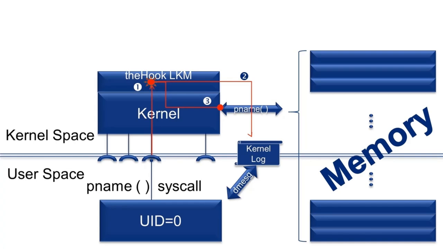It works like this. First, the LKM is loaded, and it is just sitting there waiting for a call to pname. When pname gets called from user space, the LKM intercepts the call and executes some malicious activity. In our case, it will simply write to the kernel log to demonstrate the hook. Then the LKM makes the original syscall to pname as originally requested from user space. So the fundamental concept is the LKM becomes a man in the middle between user space and the system call.